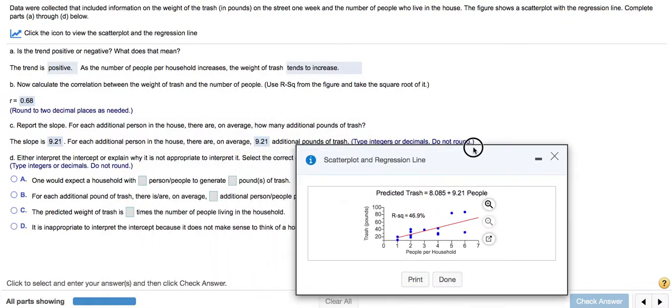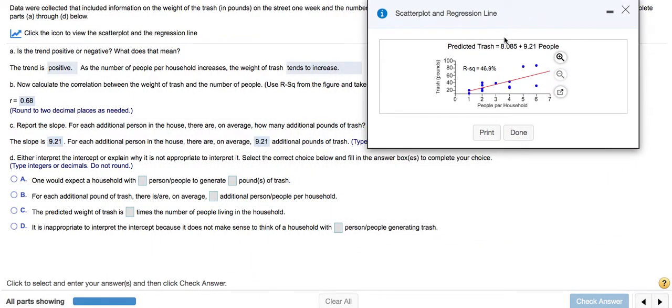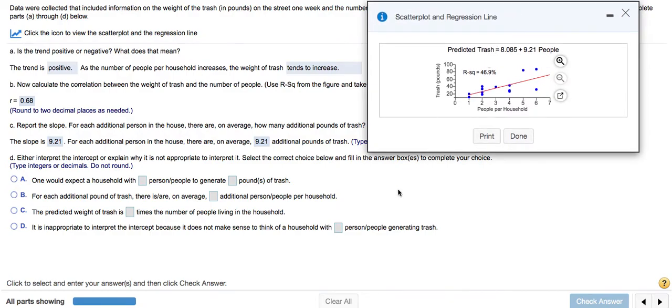Okay. And there's one final part to this question. Either interpret the intercept or explain why it is not appropriate to interpret. For the intercept, we already used 9.21. That's the slope. This thing here is the intercept of the line, which is 8.085. This intercept would be if there were no people living in the household, and this would be the predicted weight of the trash that is generated.